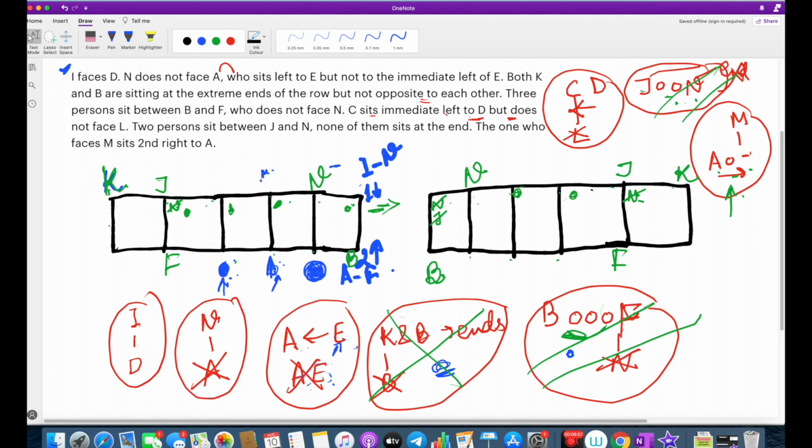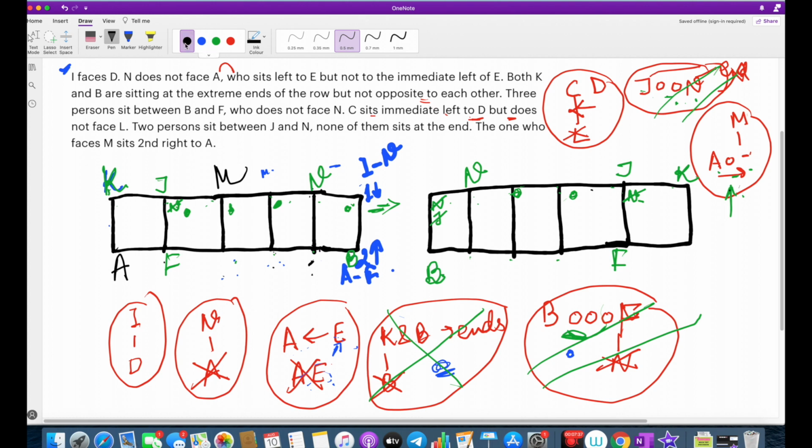Now, let's consider this possibility. Let's place A here. Then second to the right, that is this, M, there is no place for M. So you cannot place A here. So the only place that is left for A is this one. Second to the right is this, opposite M. This is the only place where you can place A.